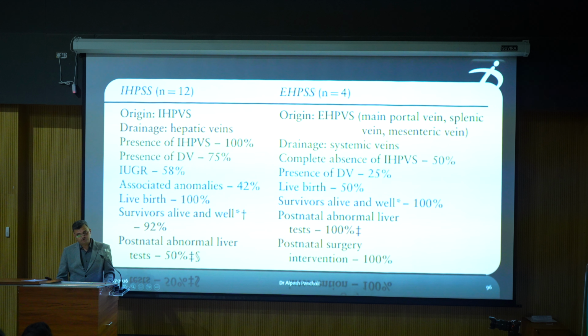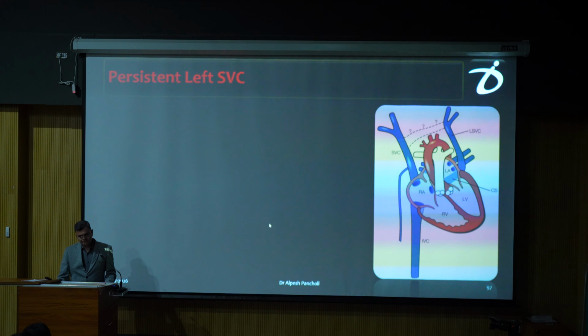In extrahepatic portosystemic shunt, there is absence of portal system in 50% of the cases. DV can be present in 25% of the cases, but this requires, 100% of the cases showing abnormal liver function test, and postnatal surgery is required in these cases. So it has a very bad prognosis.